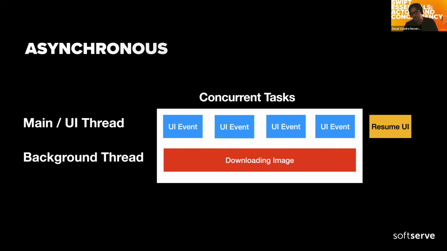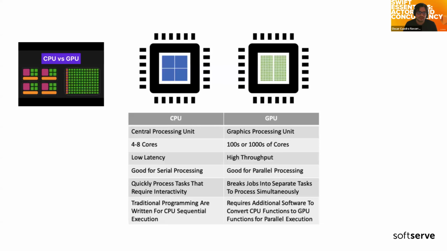Concurrency is when more than one task is running at the same time. So these are the simple concepts. In a processor, for example, the CPU, the central processing unit, can only run one event at a time in one thread. So if you have 8 cores, like 8 processors, you can do 8 tasks at the same time.